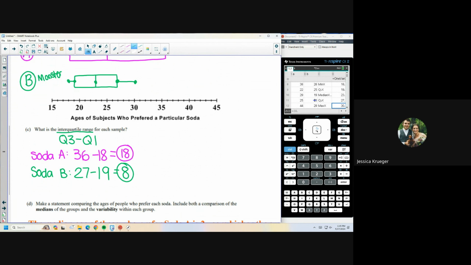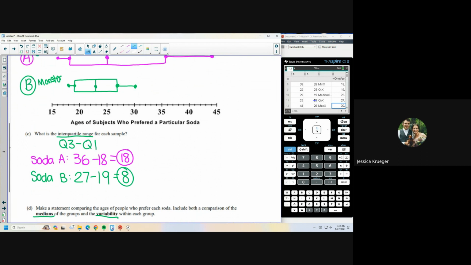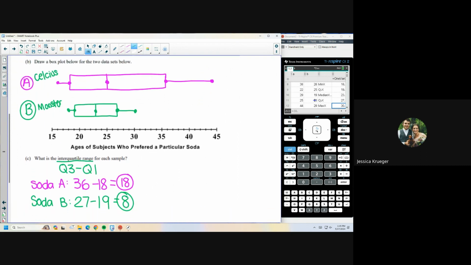Make a statement comparing the ages of people who prefer each soda. Include both the comparison of the medians of the groups and the variability. So when I look at this, which soda has a higher median? Soda A. So the median age of people who drink soda A is higher than the median age of people who drink soda B. Okay. But soda A is enjoyed by a broader range of people.